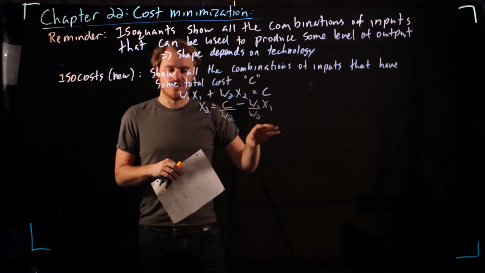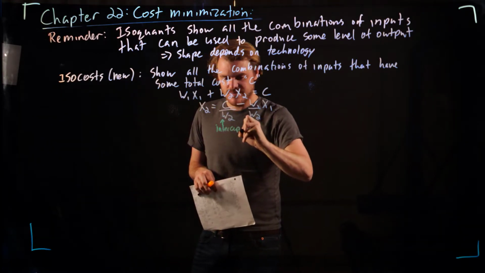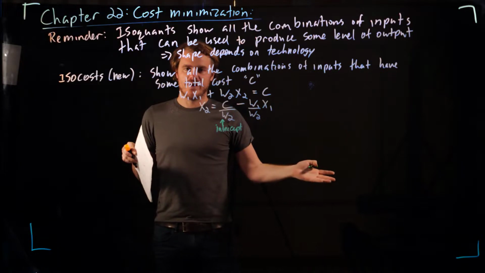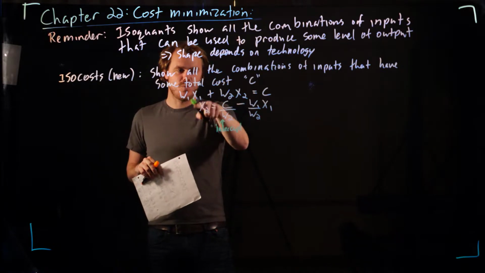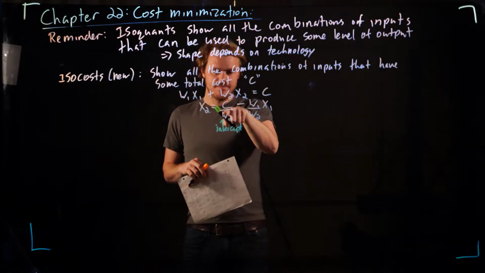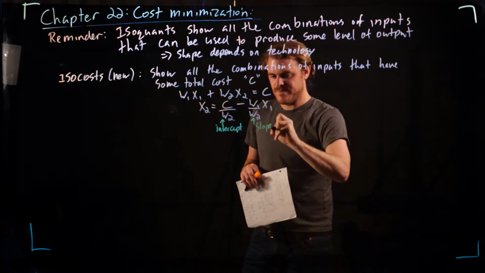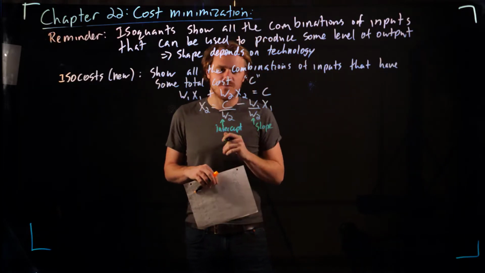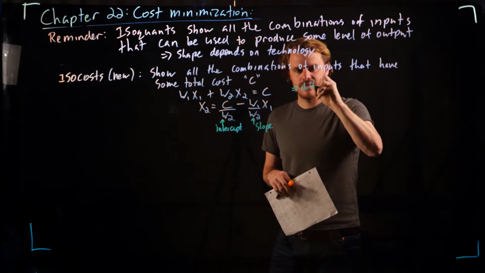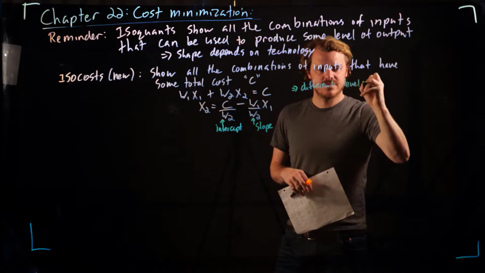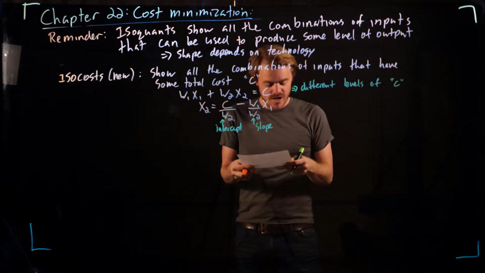This is an equation for a line. If we graph x1 on the x-axis and x2 on the y-axis, C over W2 is the intercept of this line. You can think of this as y equals mx plus b, where the slope is W1 over W2. In fact, it's negative W1 over W2, to be careful here. Different levels of C represent different total costs of production.